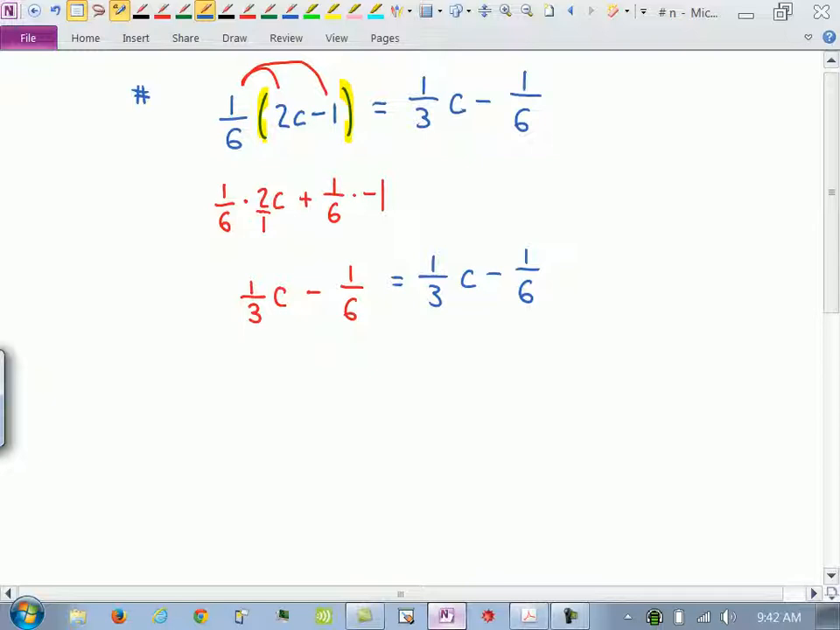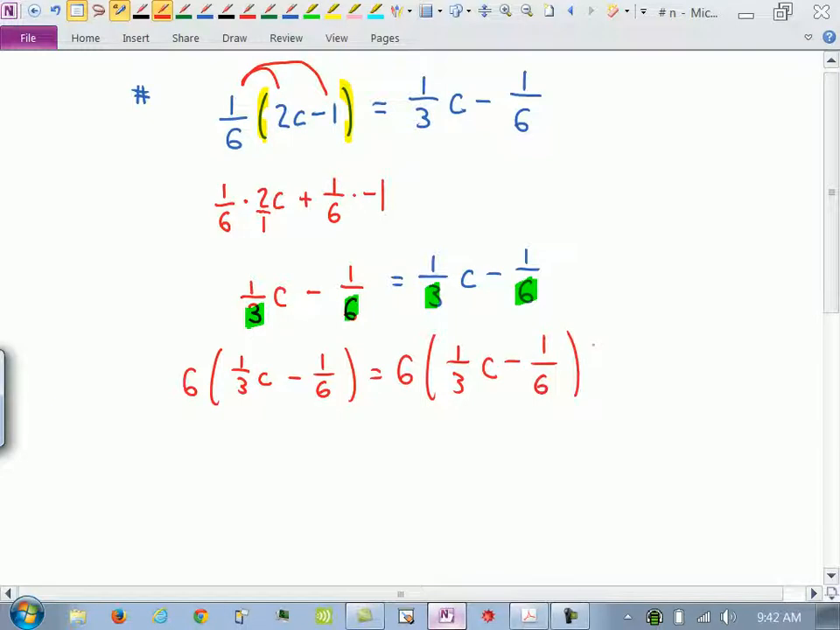I'm going to now try and clear fractions. I'm going to look for an LCD. What's the least common denominator between 3 and 6? 6. So I'm kind of skipping through this because this is a homework problem, and hopefully you tried a little bit of this. I'm going to put a 6 on the left side, and then I'm going to multiply the right side by 6. Distribute through.